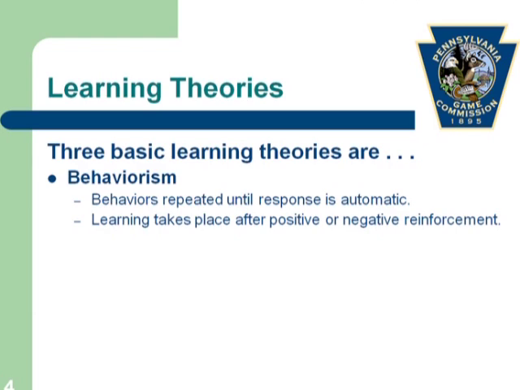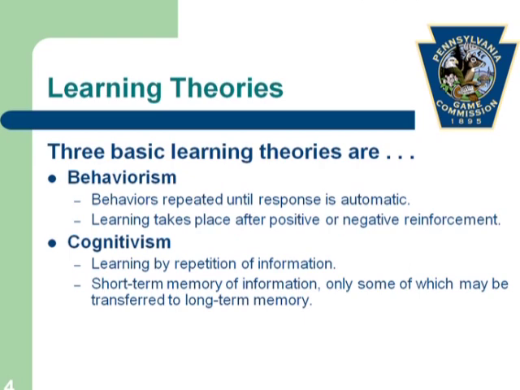Cognitivism. Learning by repetition of information. Much of the learning involves associations established between continuous streams of information. Basically, the mind is like a computer. Short-term memory of information, but only some of this may be transferred into long-term memory.